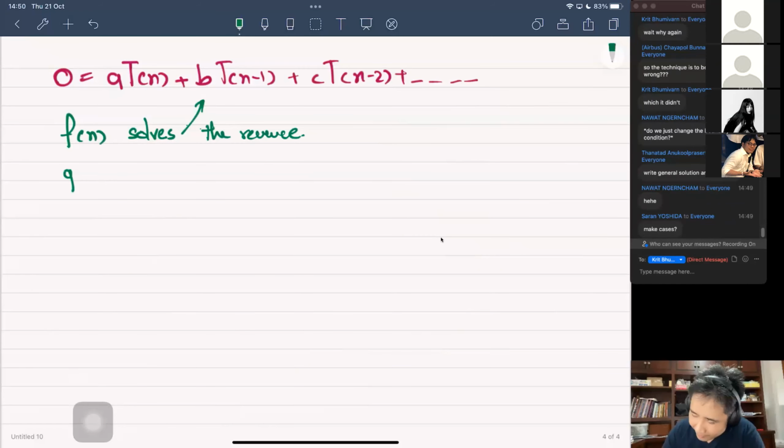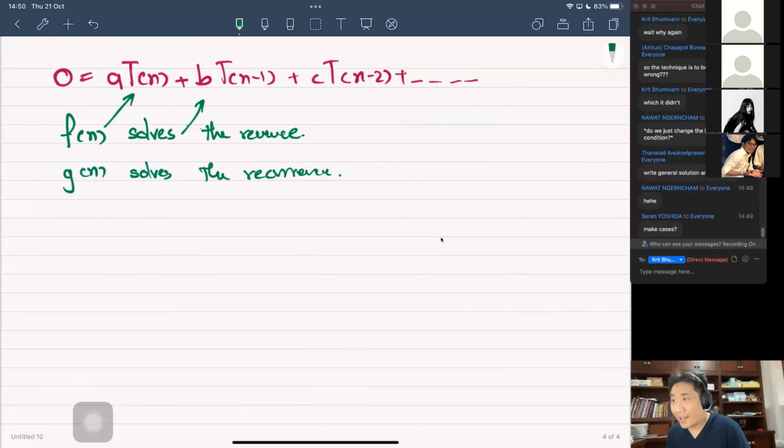Okay, and g of n also solves the recurrence. What that means by solves, like 3 to the n and minus 5 to the n, is that when you plug f of n into the right hand side, everything magically cancels. Right? Everything magically cancels. So that's good. You can think of this as your 3 to the n, and this as minus 5 to the n. Let's say you have two solutions.